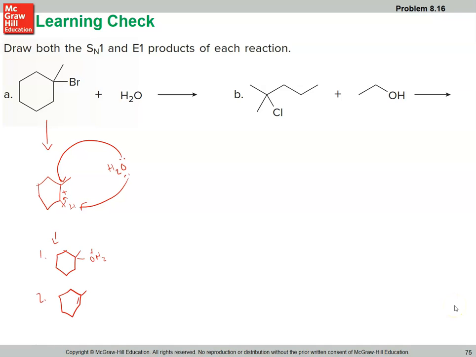For the next one, of course, we're going to do the intermediate again. Are we going to treat it as a nucleophile, or are we going to treat it as a base?